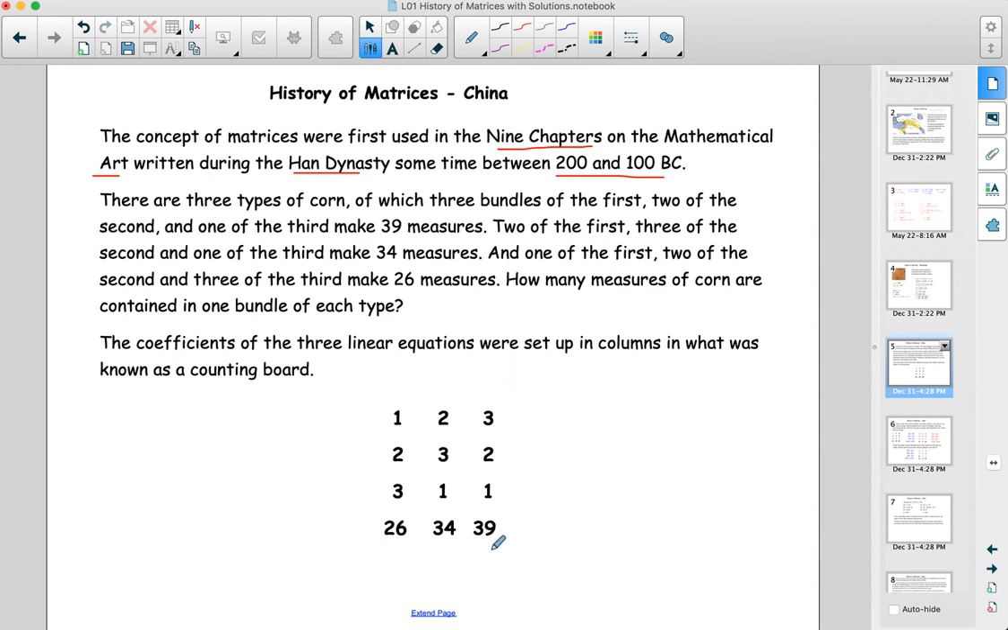That would be this column right here. And then we have 2 of the first, 3 of the second, and 1 of the third make 34 measures. 1 of the first, 2 of the second, and 3 of the third make 26 measures. And how many measures of corn in 1 bundle of each type? So they're going to set their equations up in columns. We don't do that today. What you'll see is we do it in rows.